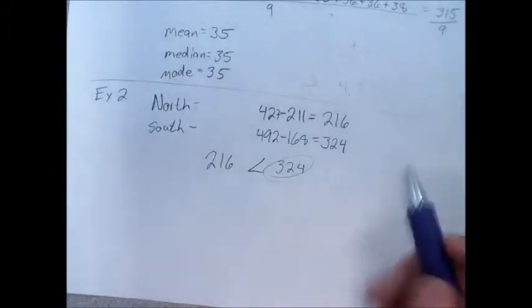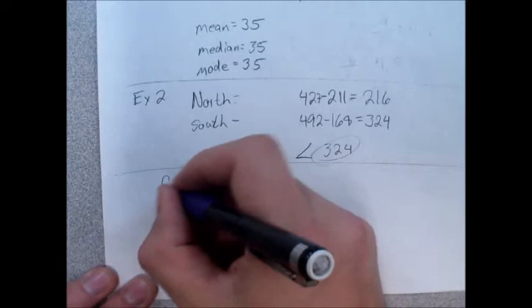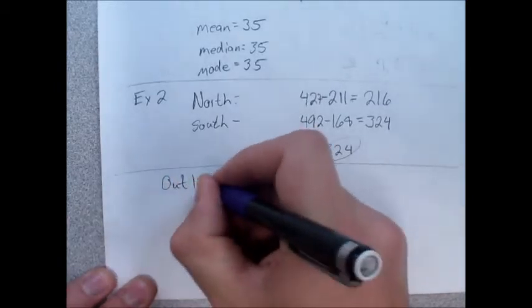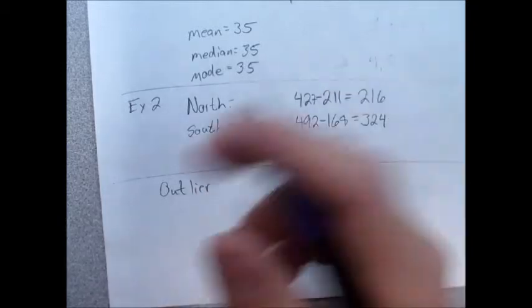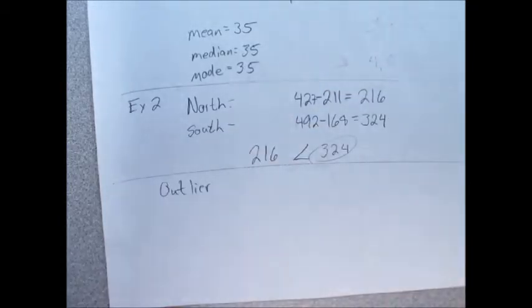Okay? We're going to talk about what an outlier is real quick. So if I look at the data that we just went over, in the south they have numbers like 385, 492, and then they have this one that's like 168. It's a number that sticks out because it doesn't fit the rest of the numbers.